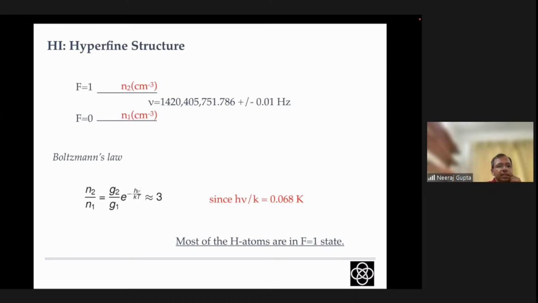What this 21 centimeter line does, as I was saying, is that the ground state is split into two energy levels. If we represent them by a simple two-level system, calling n equals 1 and n equals 2 these two states, then the energy separation between them corresponds to a frequency of 1420.405752 megahertz, and in wavelength units it corresponds to 21 centimeter. That's why I have been calling this line the 21 centimeter line.